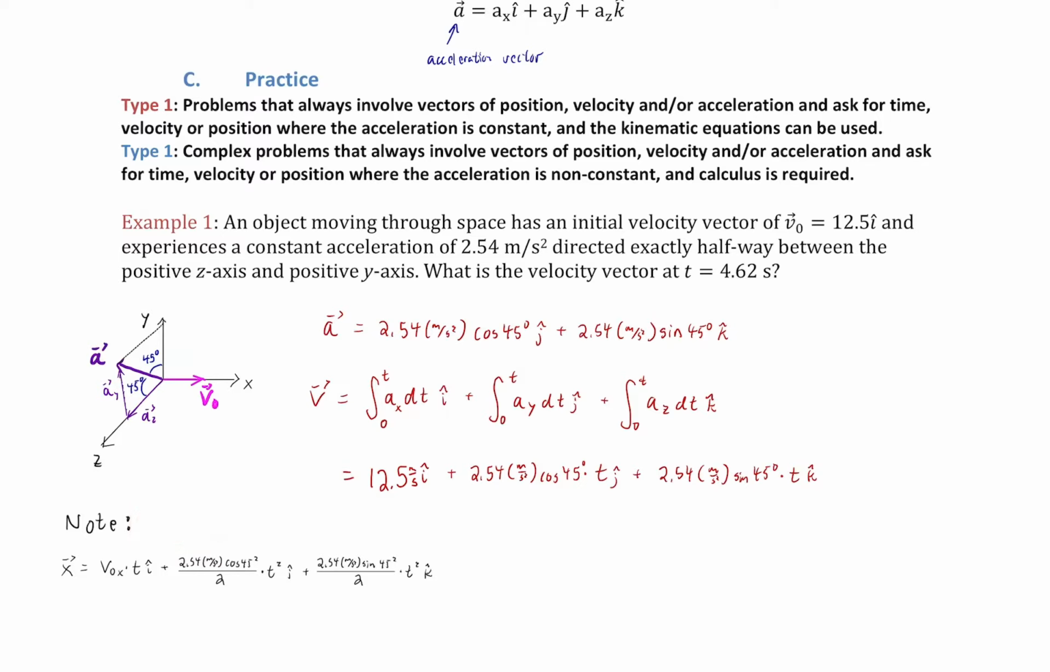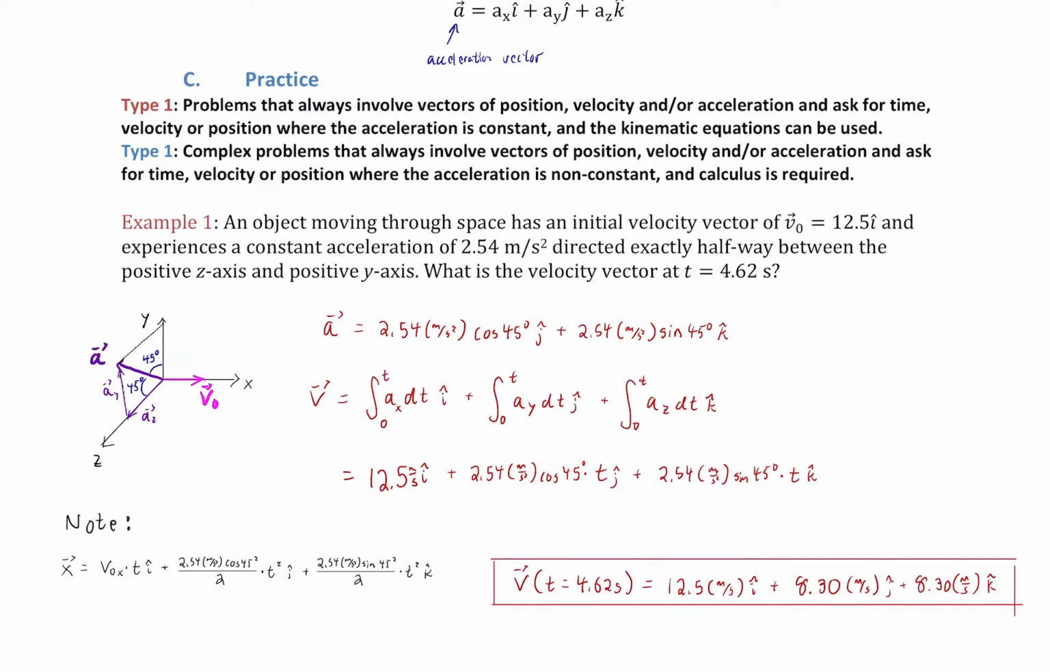But then we can just clean this up by calculating cosine 45 and sine 45, multiplying it by the magnitudes of acceleration. And here's our final velocity. Oh, and specifically at 4.62 seconds, because that's where we're asked. So then we find what has happened.